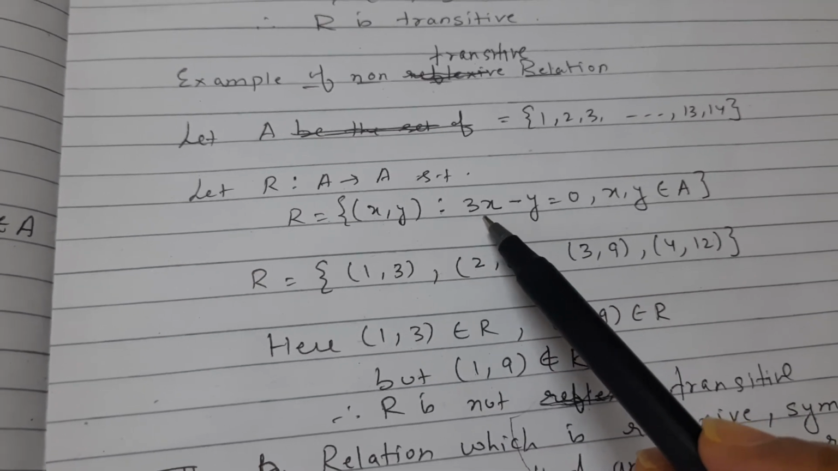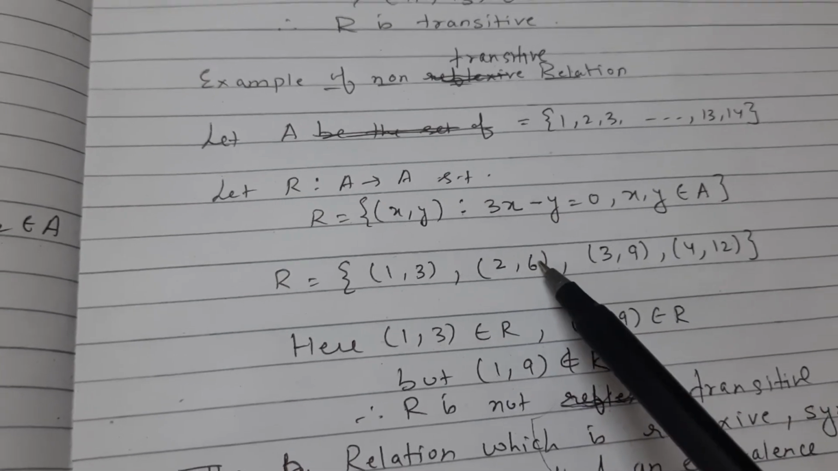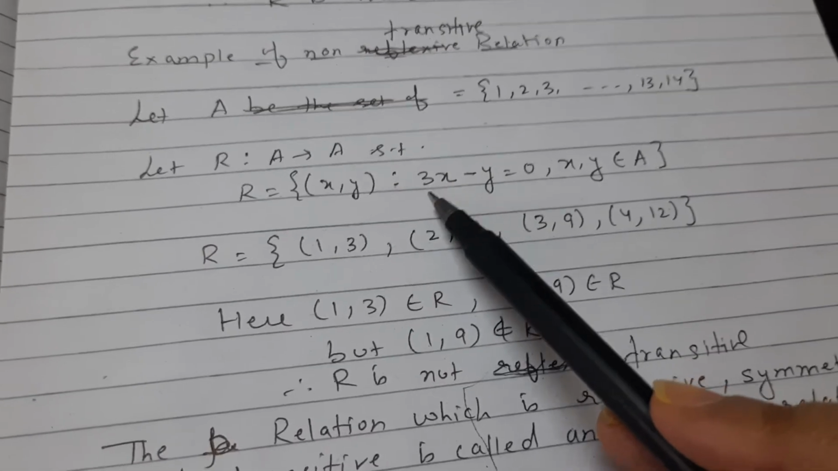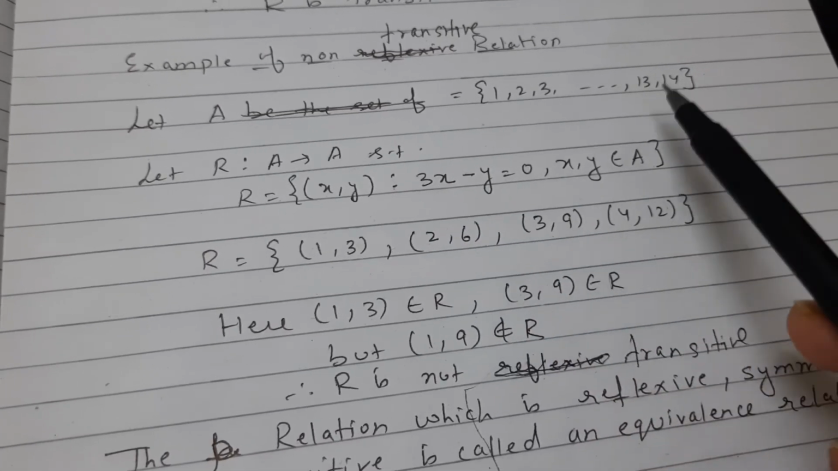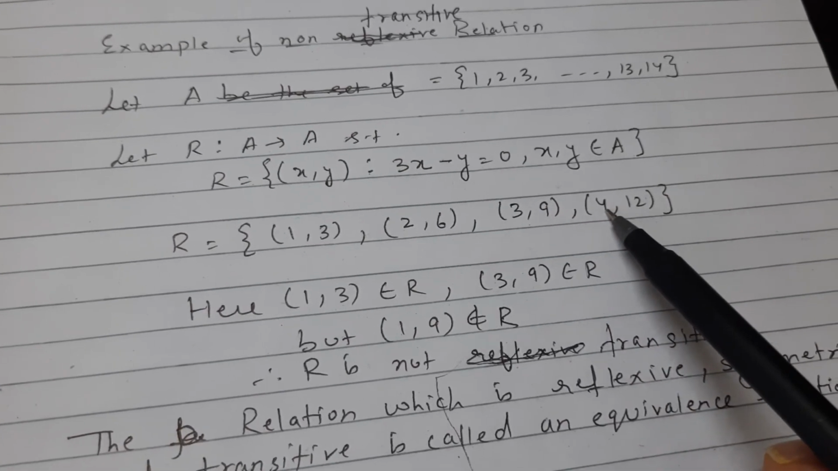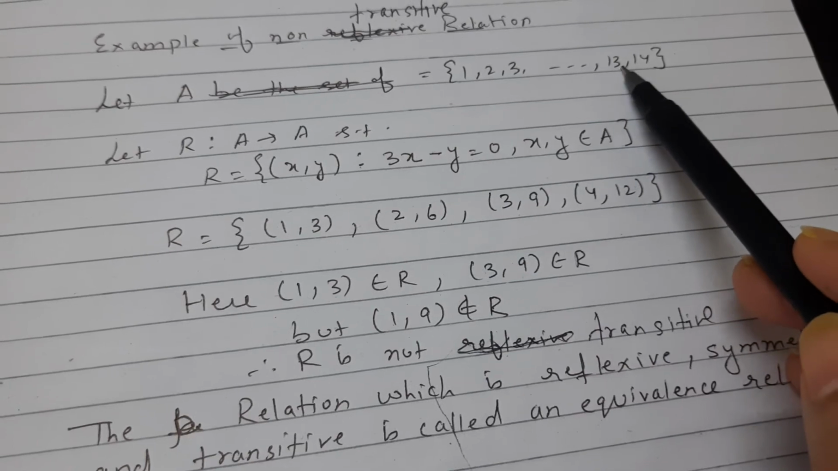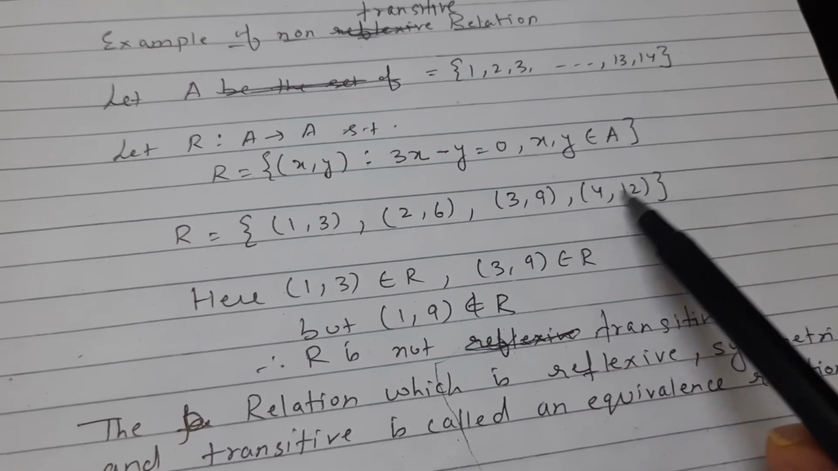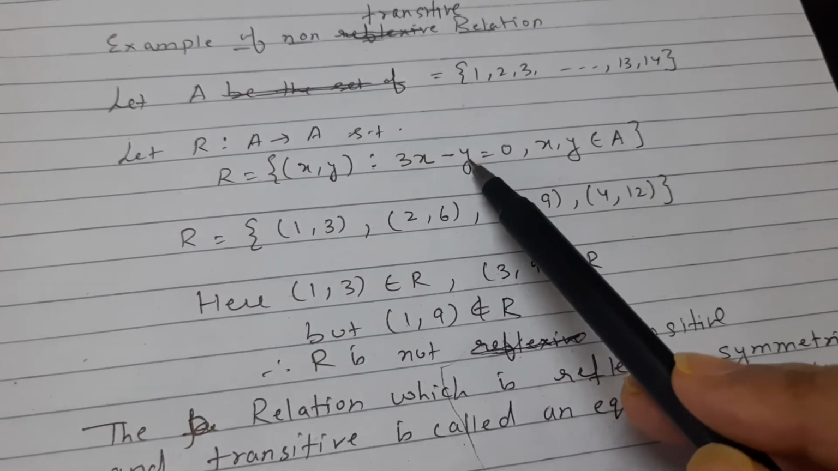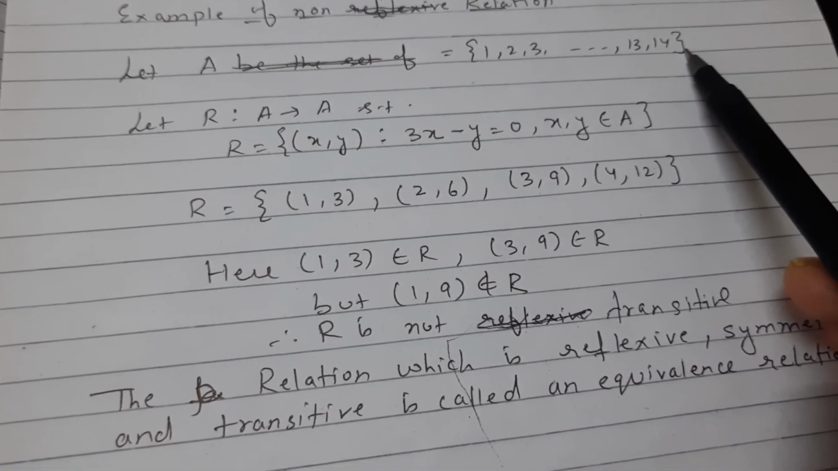If I take x as 2, 3 twos are 6, so y should be 6, so (2, 6) satisfies. If I take x as 3, 3 threes are 9, so y should be 9, and 9 also belongs here. So (3, 9) is another. Then x is 4, 3 fours are 12 and y has to be 12, which also belongs here. So (4, 12). If I take 5, then 3 fives are 15 and y should be 15, but 15 is not here. So we will leave the rest of the elements.